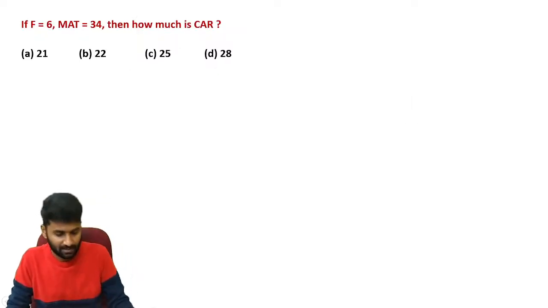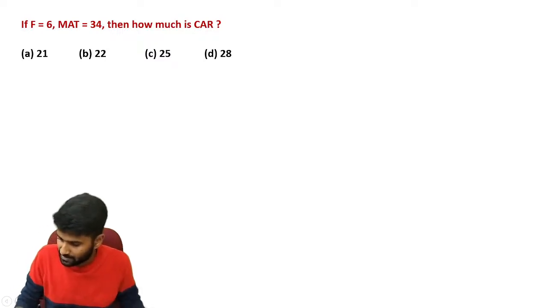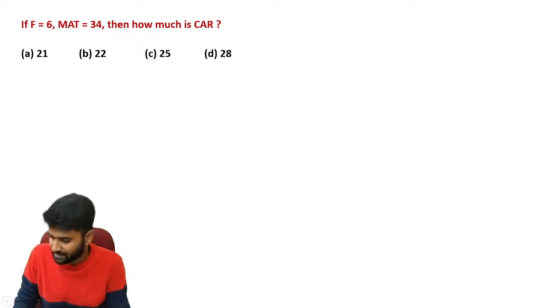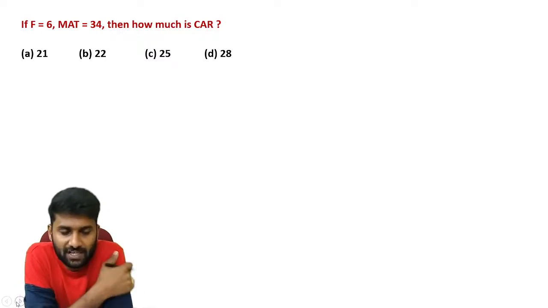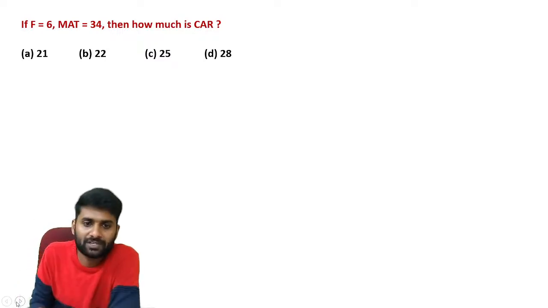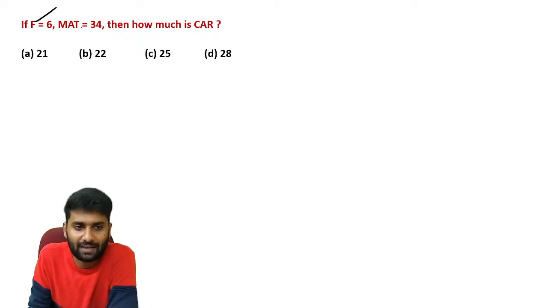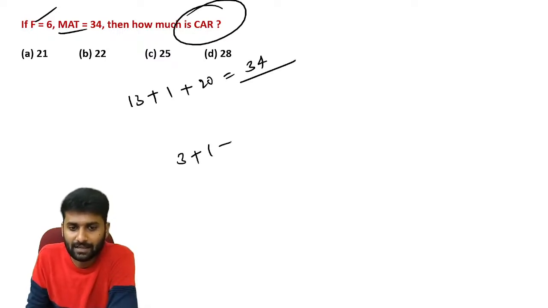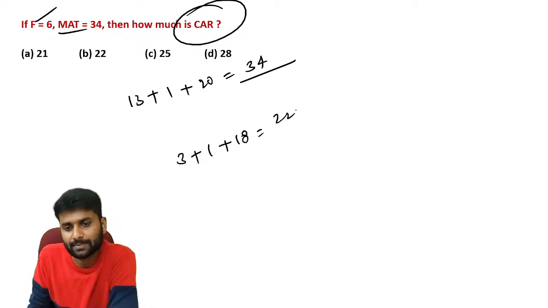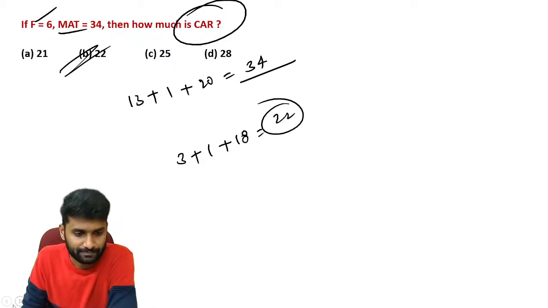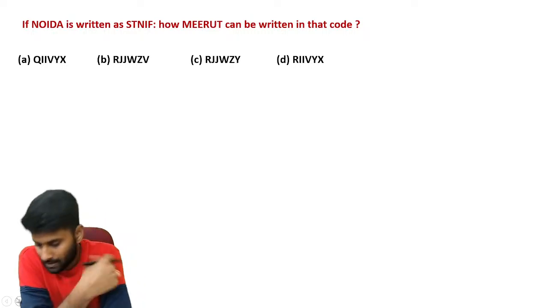Next. Same way, be faster in the calculation part. Now here the question: if F is equal to 6 and MAT is 34, how much is CAR represented? F 6 is all about alphabetical position. MAT 34: 13 plus 1 plus 20 is equal to 34. Same way, what about CAR? Third letter, first letter and 18th letter, the sum becomes 22. Next. Go through this question.